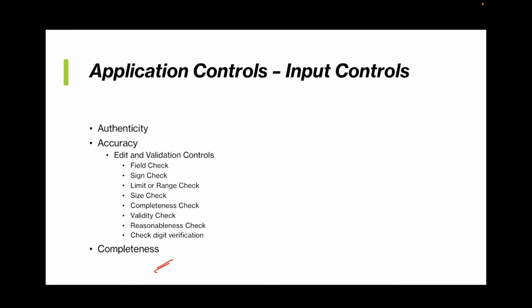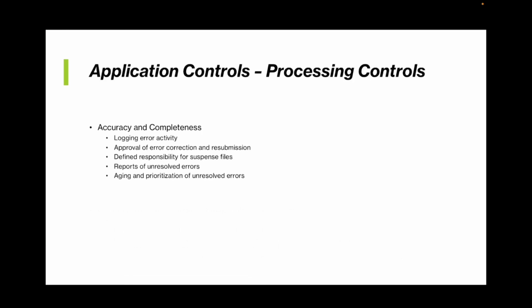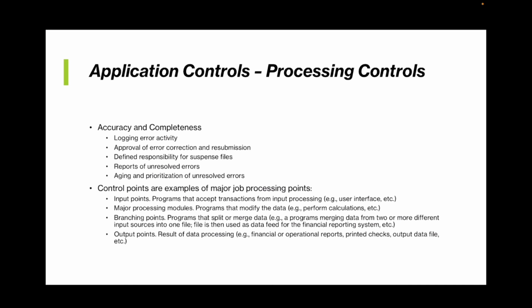And lastly, completeness. Similar to completeness check, the input is completed. All the required fields are filled out properly. Next, processing controls for accuracy and completeness. The following should be required: the error activity is logged, and error correction and their submissions are approved, especially for example in credit checks.